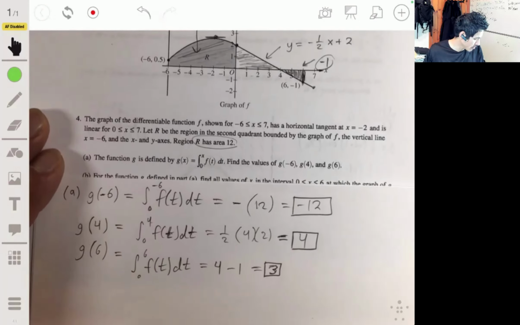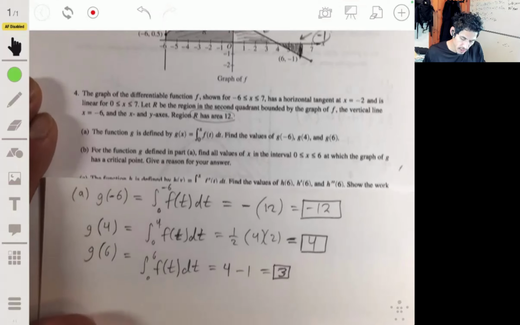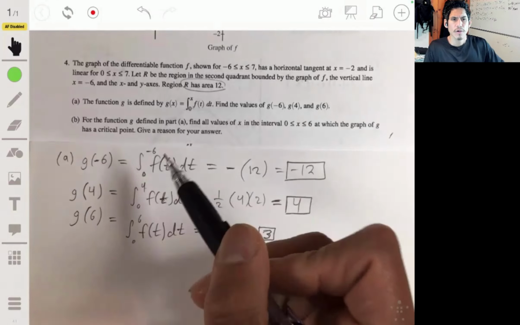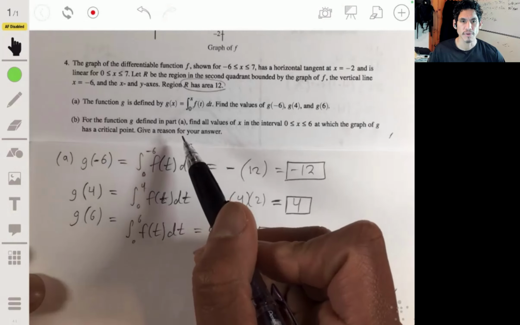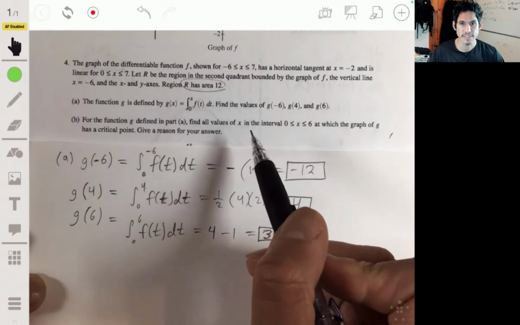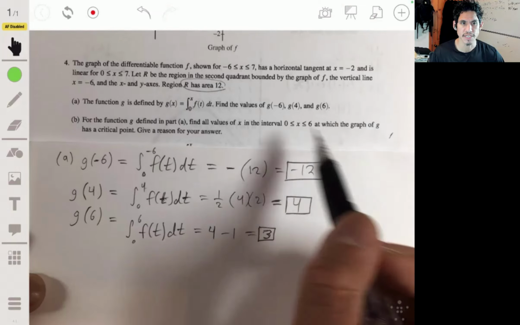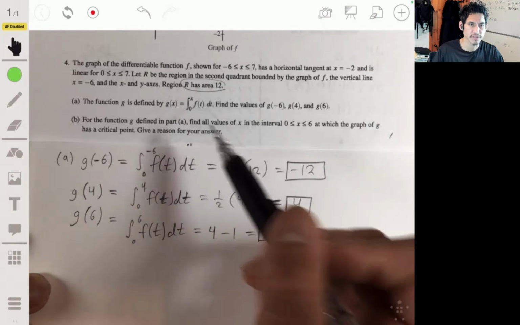And then part B, what do we got here? For the function g defined in part A, find all the values of x in the interval from 0 to 6 at which the graph of g has a critical point. Give a reason for your answer.